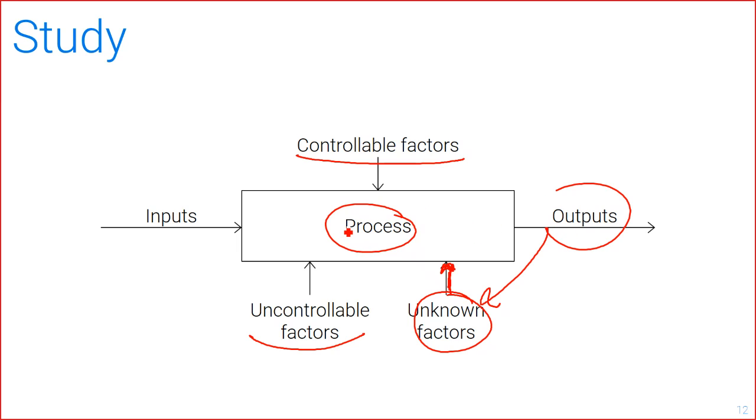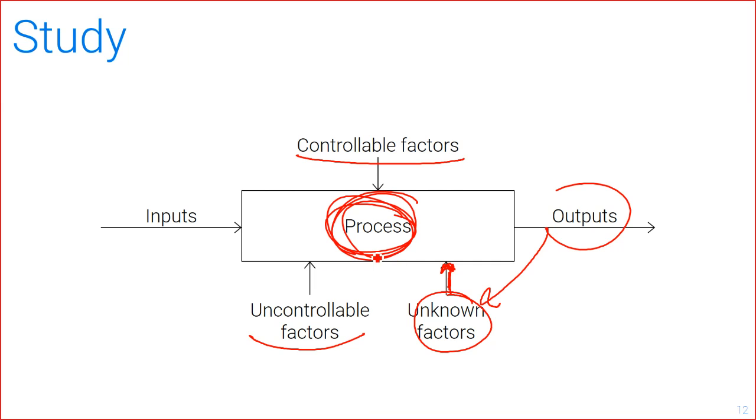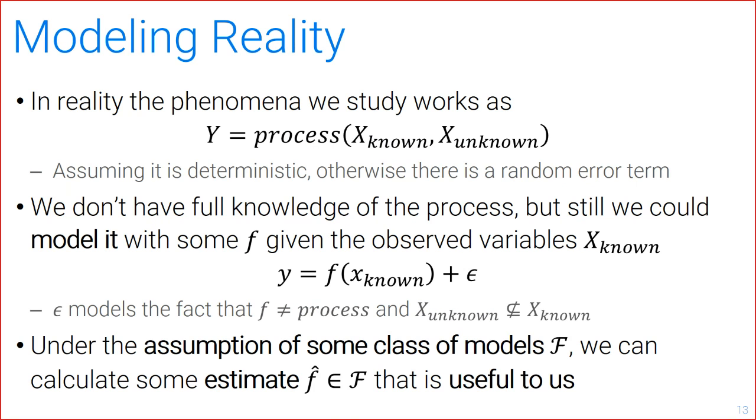So why is this relevant now? Because we are going to try and build models about reality, about whatever process it is that we want to study. So in reality, the phenomenon works as follows. There is a certain output, let's call it Y again, and it's going to be determined by a certain process, natural or artificial, that depends on factors that we know about and factors that we do not know about. And there's an important distinction here between these two. Now, this is assuming the process is deterministic, otherwise there would be some kind of random error here.